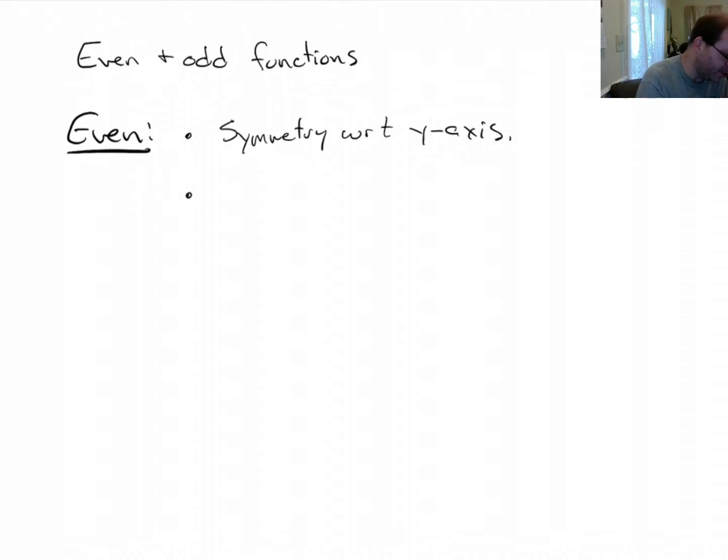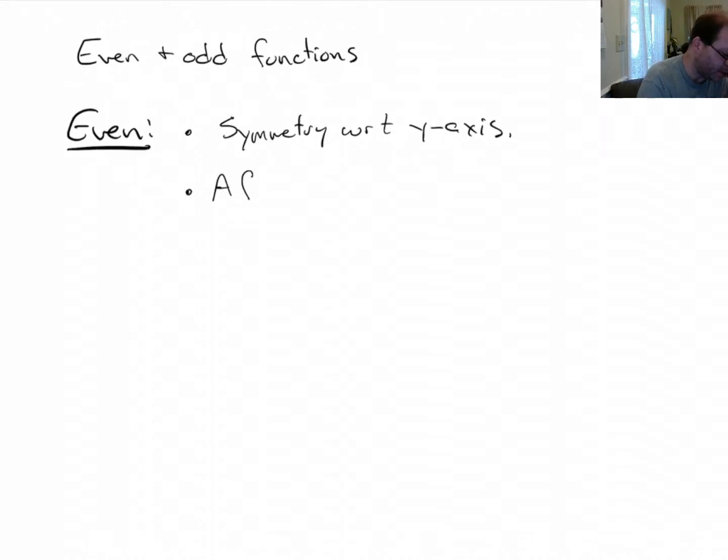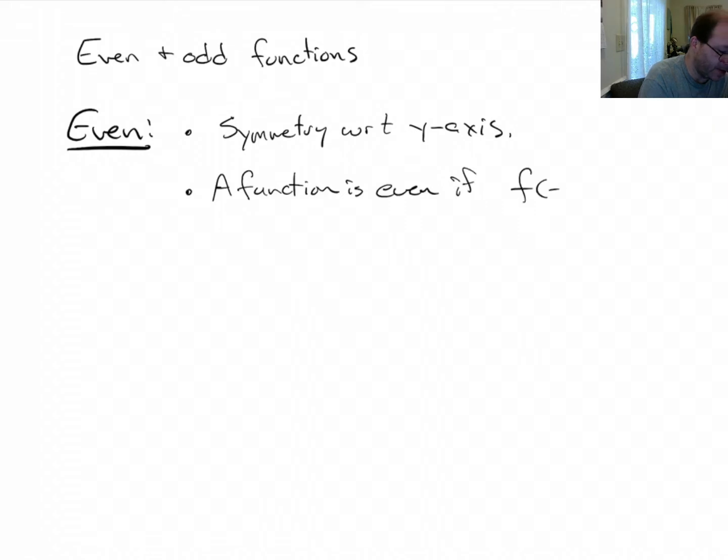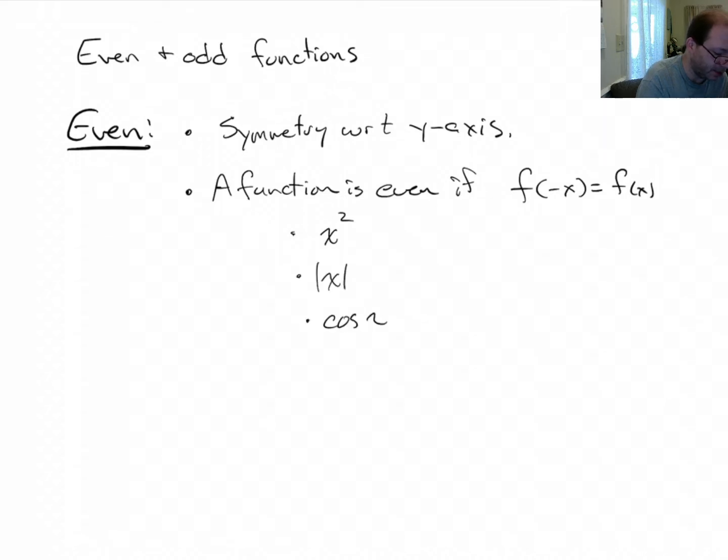The definition, though, is a function is even if f of negative x is equal to f of x. So x squared, absolute value of x, and cosine x are all good examples of that. Let's look at them on Desmos.